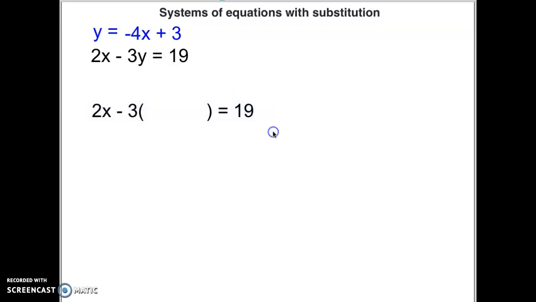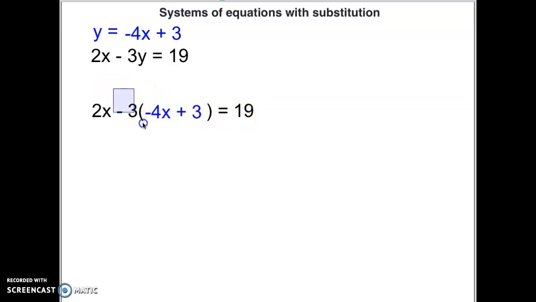Then, since we know on this equation that y equals negative 4x plus 3, we're going to take what y equals and put that right in here. Boom, negative 4x plus 3. So we still have the same equation, 2x minus 3y, only we put what y equals in place of it. We substituted it in there, and now we're going to solve.